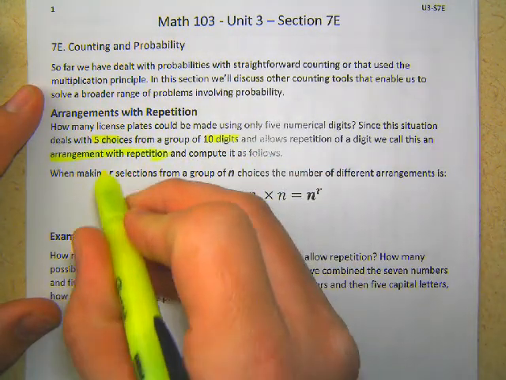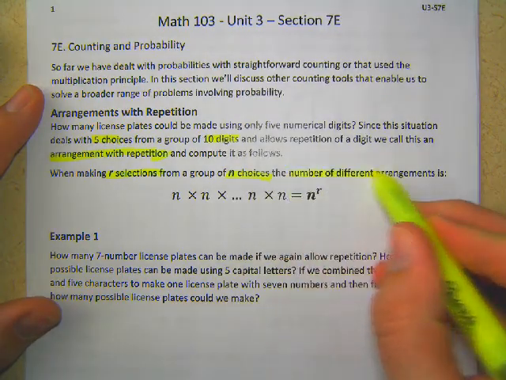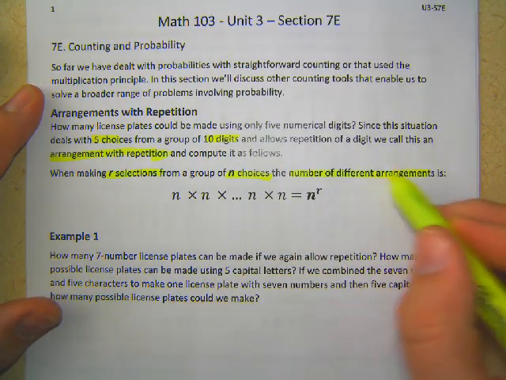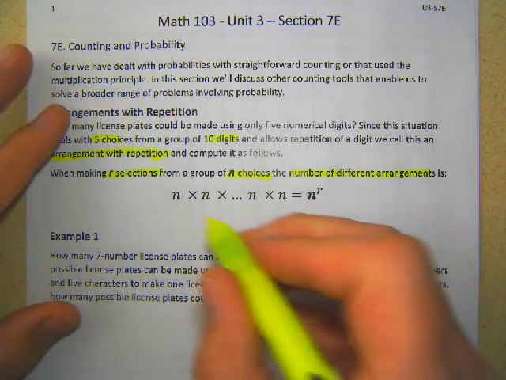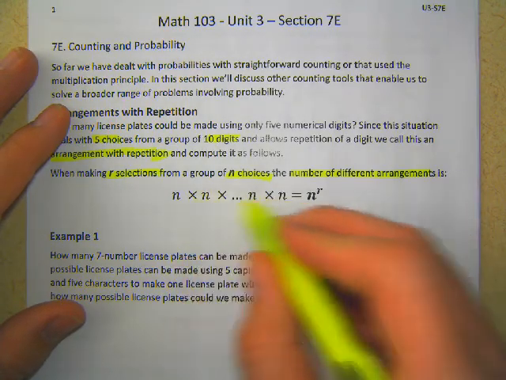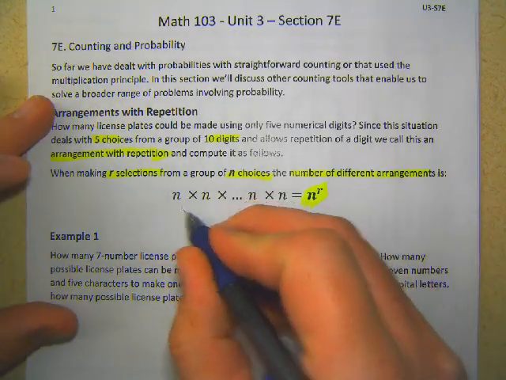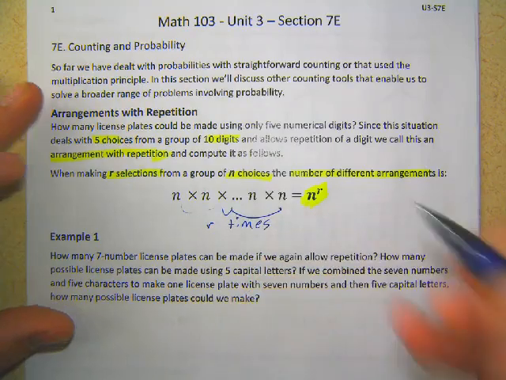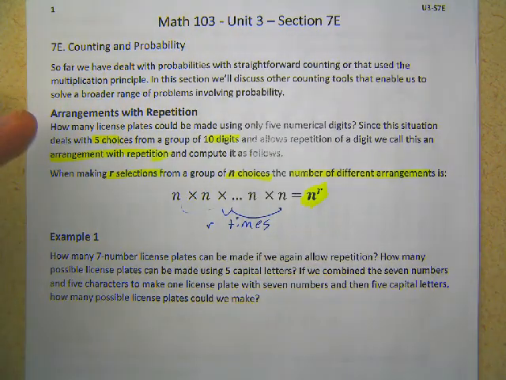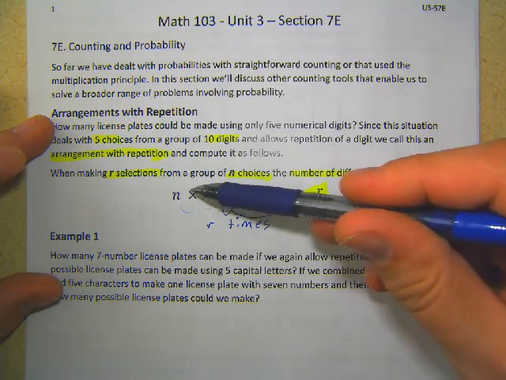Because you're making r selections from n choices, the number of different arrangements, and here arrangements means all the different orders matter, so A, B, C is different than C, B, A, is n times n times n, r times, or n to the r power. Because if you think about the multiplication principle, every time you choose, you have 10 digits to choose from, you have n choices to choose from, that's what n is.